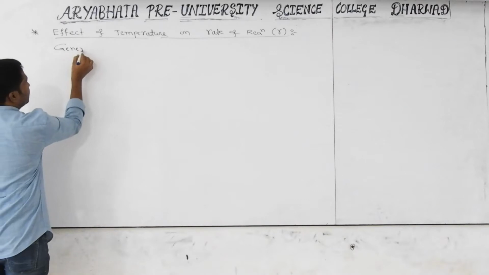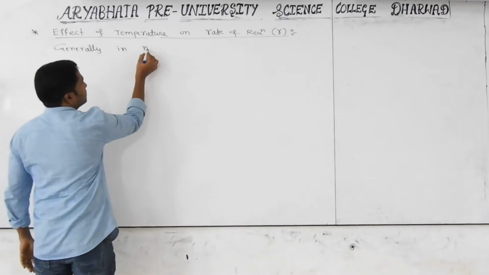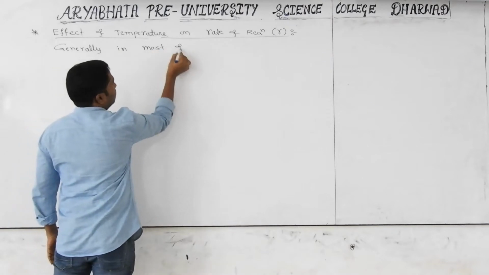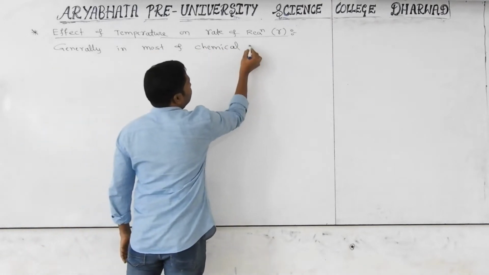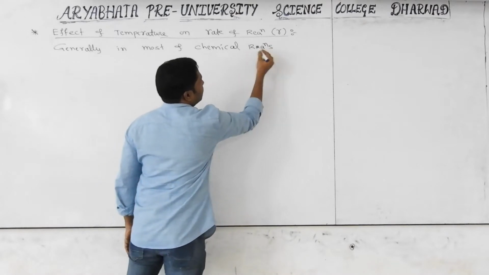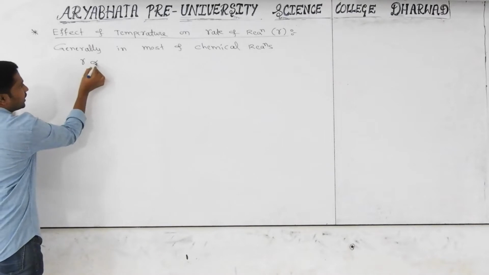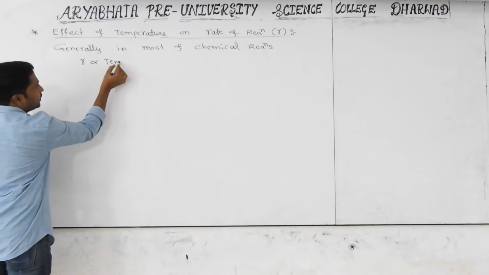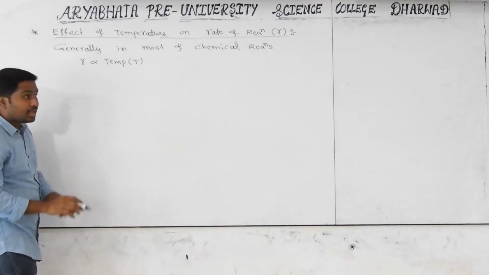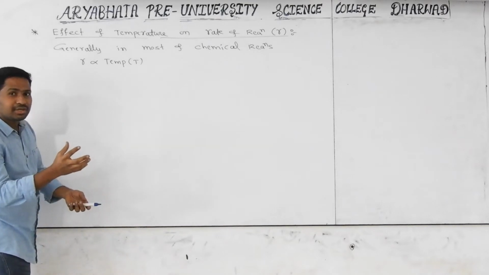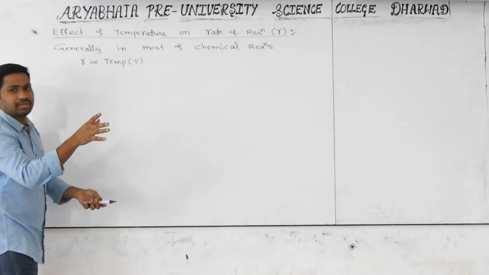Generally, in most of the chemical reactions, the rate of reaction is directly proportional to temperature, T. Means as the temperature is increasing, generally the speed of the reaction will also go on increasing in most of the cases.